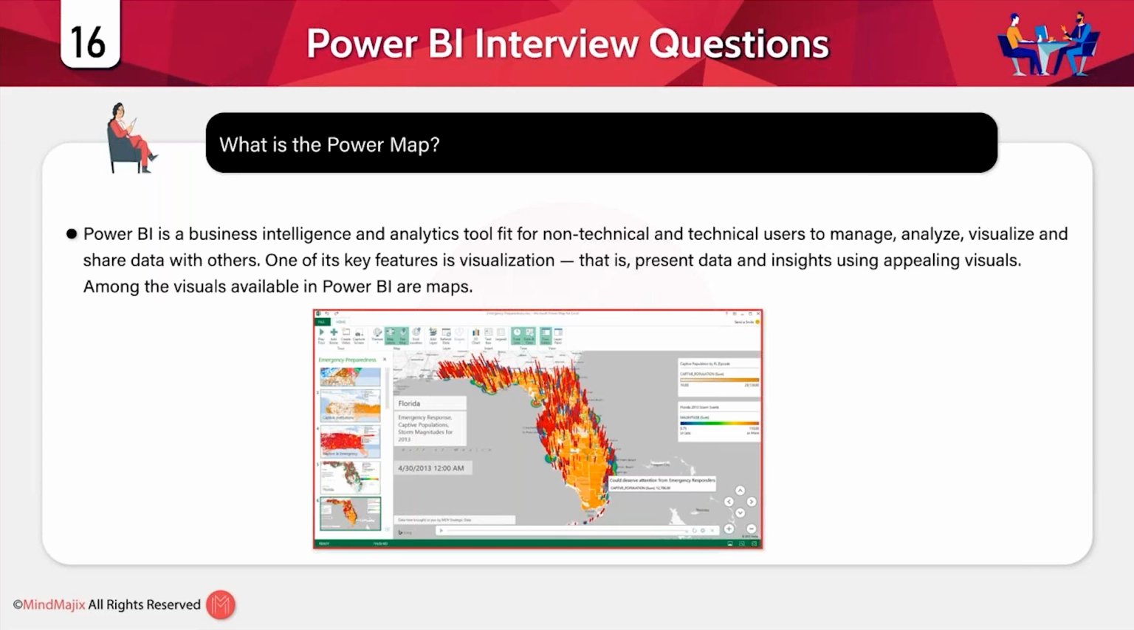Now, we have many map visualizations available in the desktop version. Let's understand what Power Map does. One of the key features of this visualization is that it presents the data and insights using appealing visuals, which we can see right now. On your screen you can see how this map has highlighted the red and orange sections. Just by viewing, you can understand that red could be the data where there is a matter of concern, and orange is the part where you are doing that analysis.